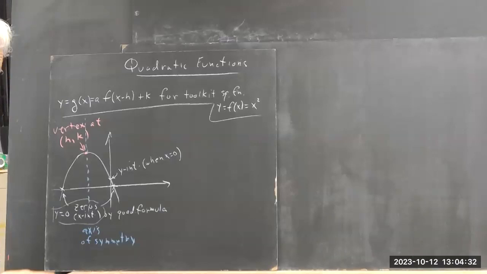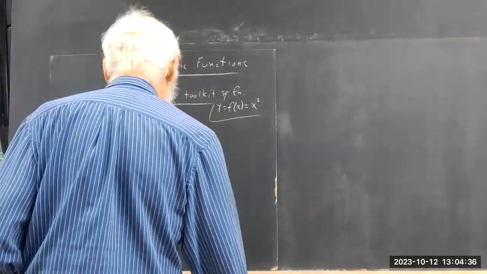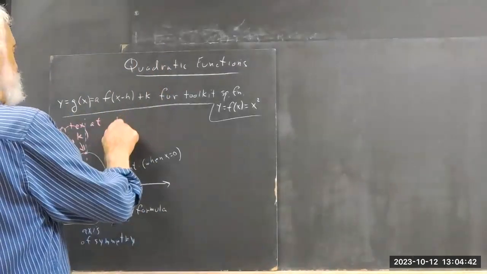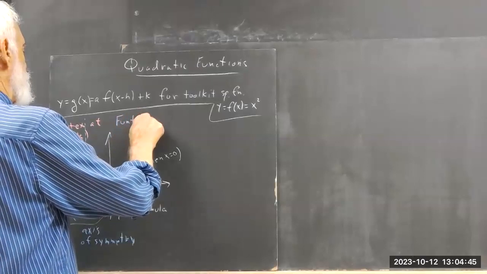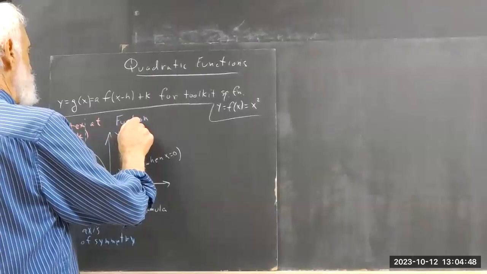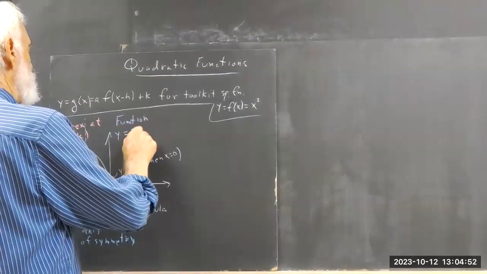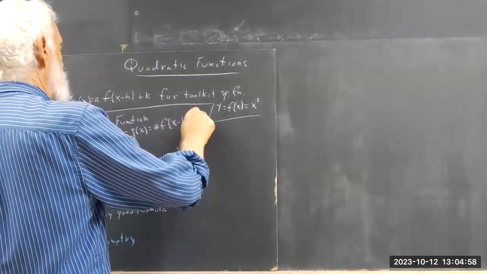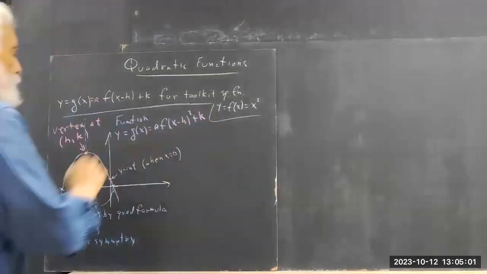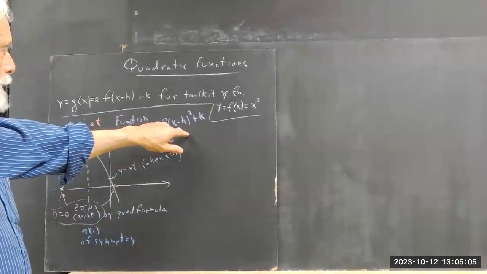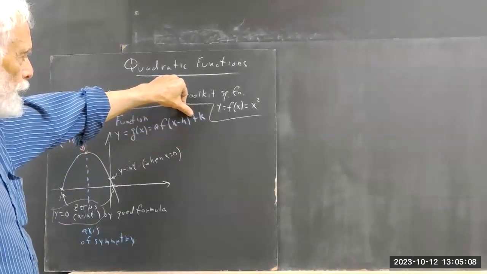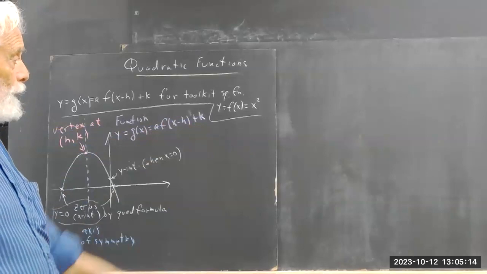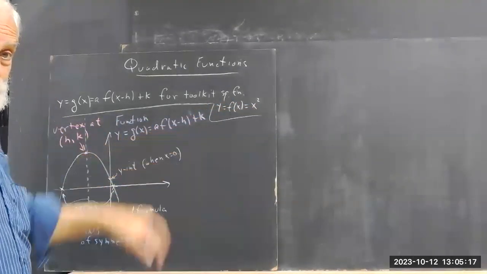Okay. And the function is y equals g of x equals a f of (x minus h), not squared. People want to put the square in there. They must be catching that. y equals a f of (x minus h) plus k. The square is in the definition of f of x. It doesn't go here.